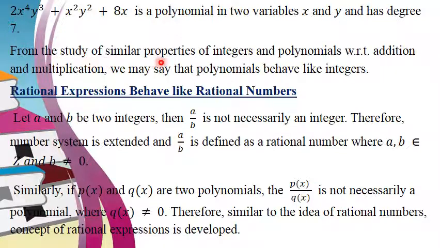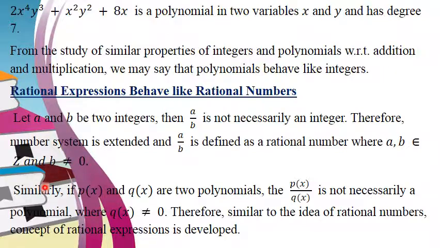From the study of the similar properties of integers and polynomials with respect to addition and multiplication, we may say that polynomials behave like integers. Rational expressions behave like rational numbers. Let a and b be two integers, then a upon b is not necessarily an integer. Therefore, the number system is extended and a upon b is defined as a rational number where a and b belong to integers and b should not be equal to 0. For any rational expression or rational number, your denominator should not be equal to 0.